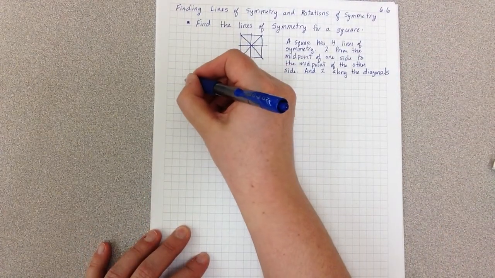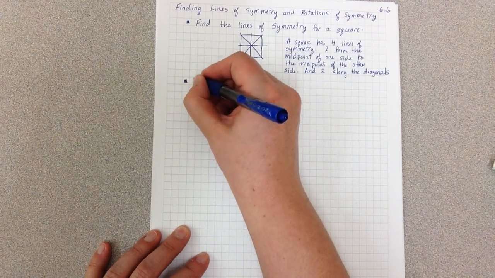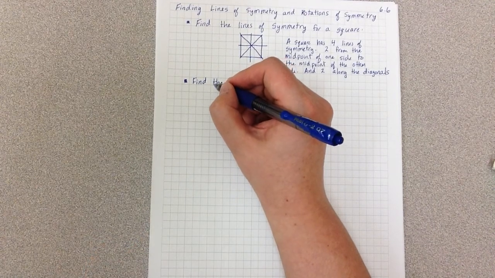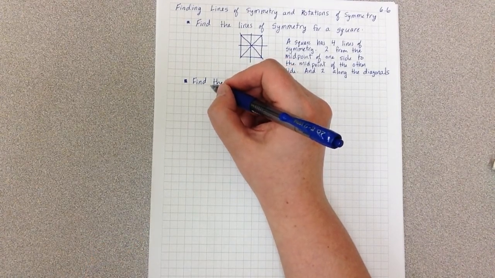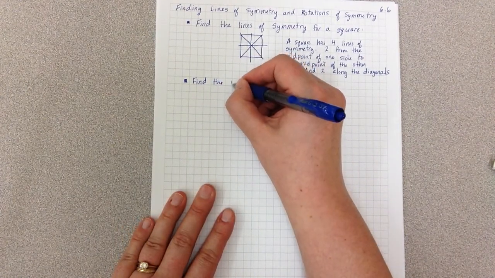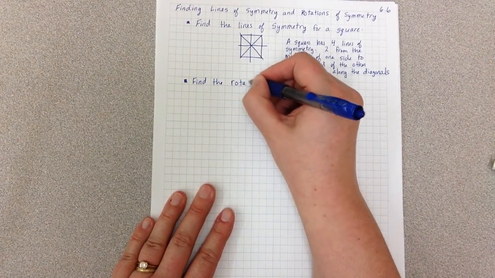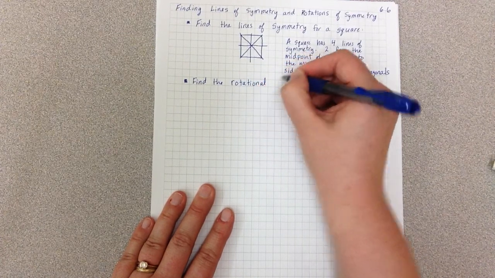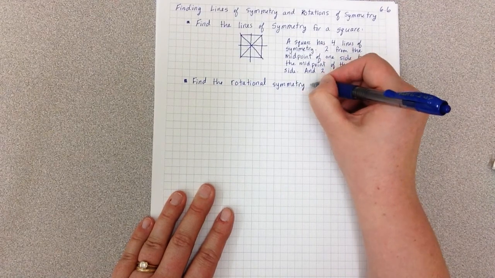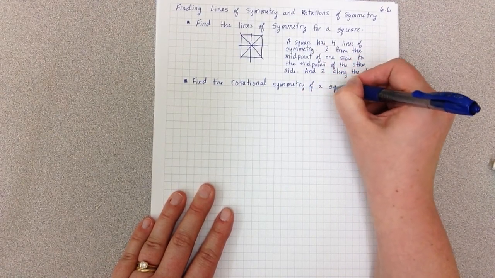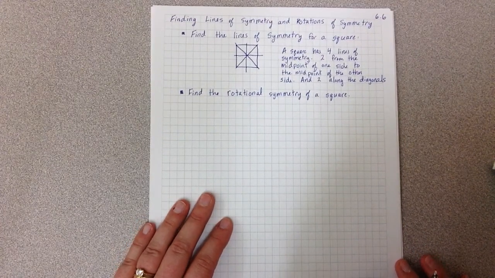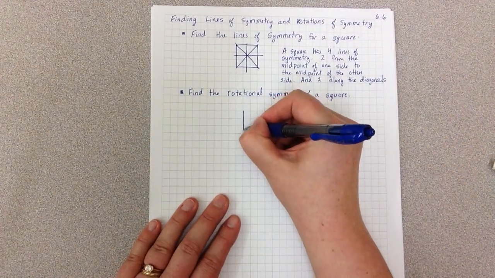The second task we're going to do here is to find the rotational symmetry of a square. So again, we'll start with the drawing of a square. That makes it easier to work with.